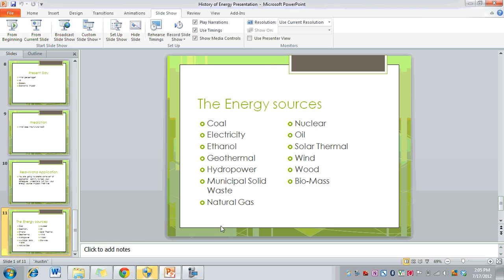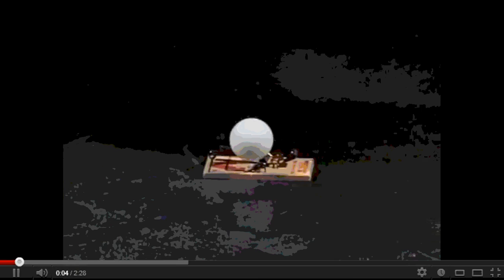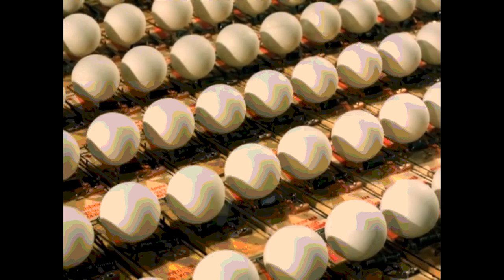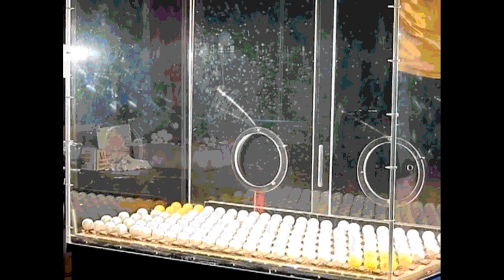What I want to do now, because last year it seemed that the most difficult area we had was with the real-world application, is show a video of an example that might serve as a real-world example. This is an example of how nuclear power functions. This person has put together an experiment using ping pong balls and mouse traps to show how a nuclear reaction that creates energy takes place.